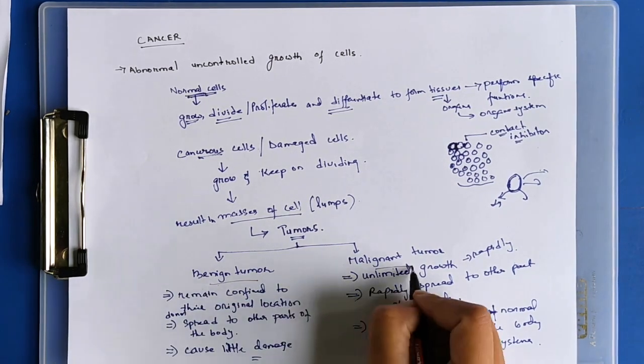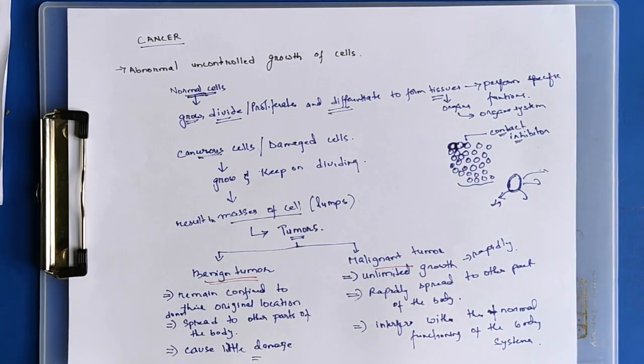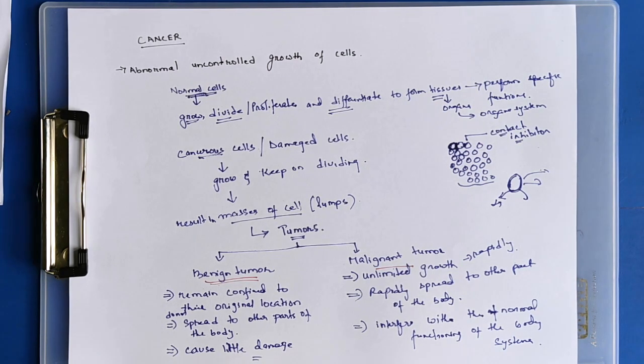Benign tumors, those lumps or masses of cells, are confined to the place where they originate. Benign tumors are less harmful, very harmless as compared to malignant tumors, because they can just be removed, and they cause very little damage.